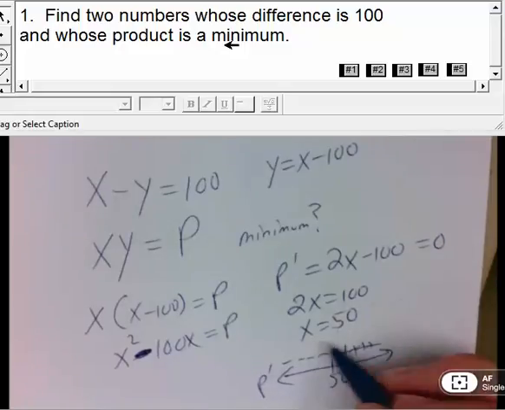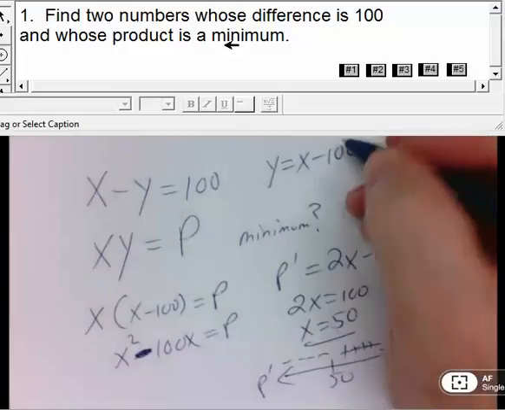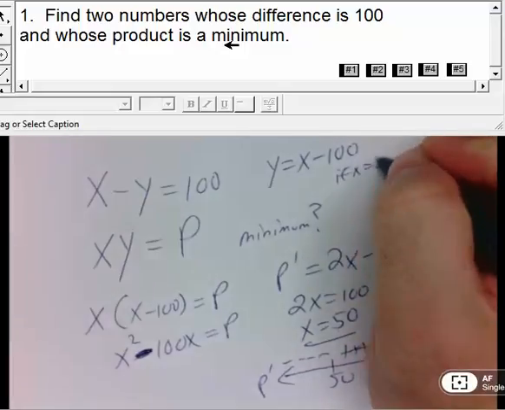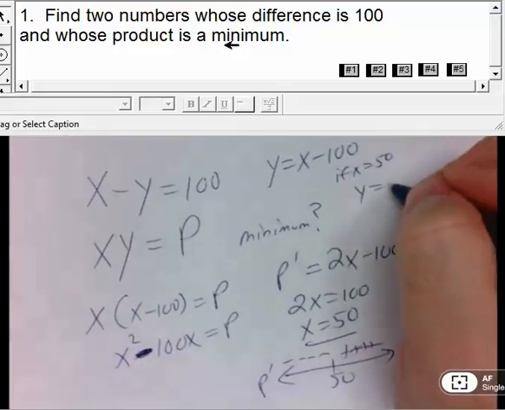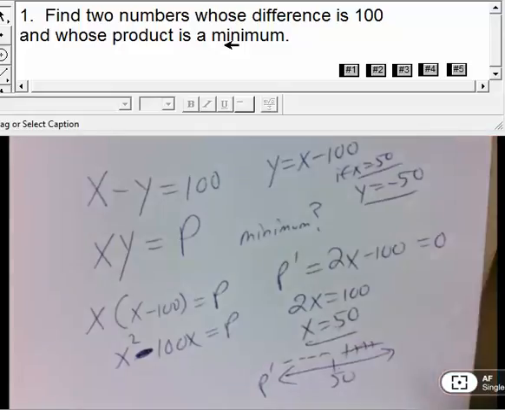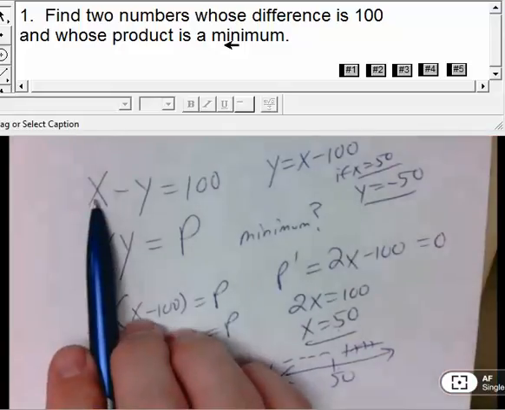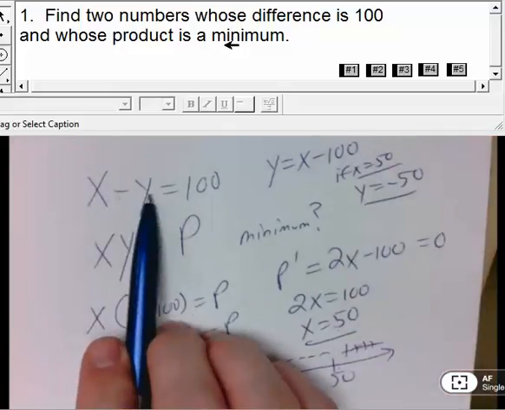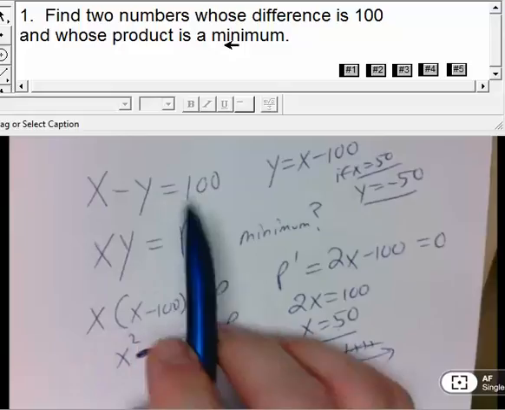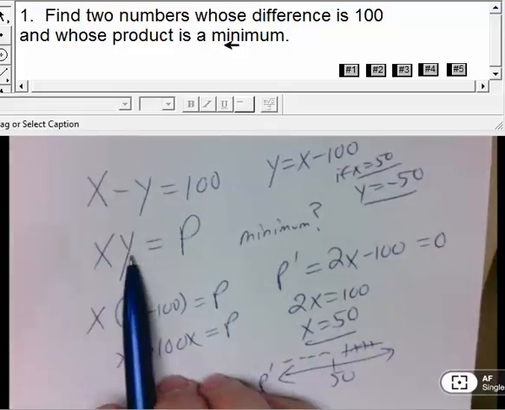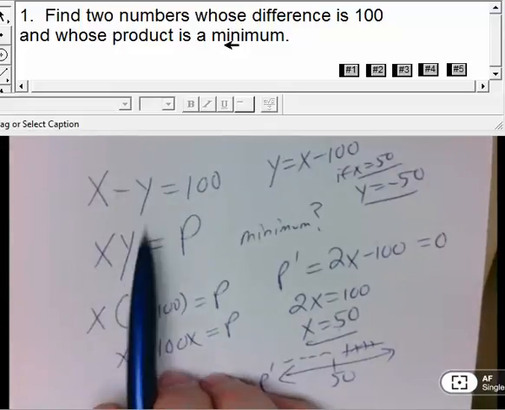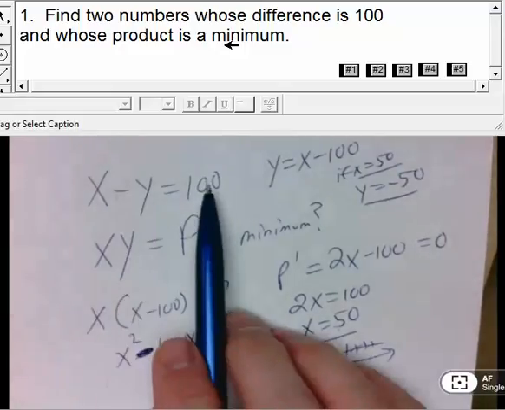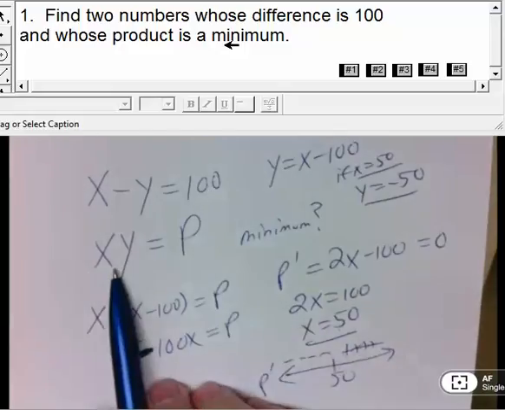And if x is 50, I can plug that back in here. If x is 50, then y would have to be negative 50. Let's see if that makes sense. 50 minus negative 50 is 100. That's right. And then 50 times negative 50 is 2500 in magnitude. And if you check any other numbers that have a difference of 100, you're going to get values that are bigger than that product.